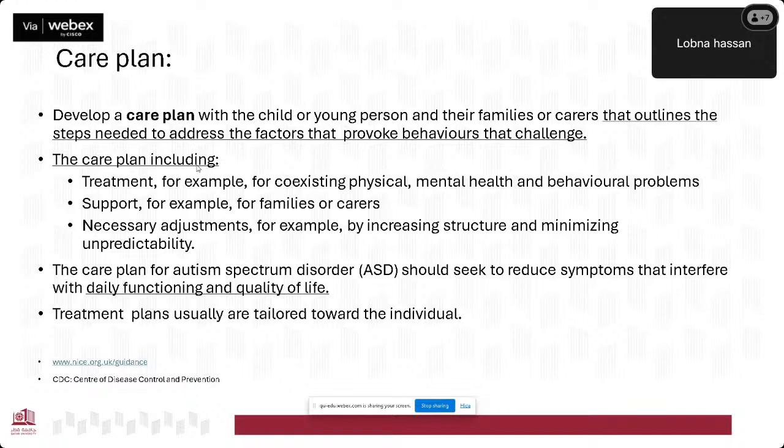The care plan for autism disorder should seek to reduce symptoms that interfere with daily functioning and quality of life. So our target when we are forming a care plan for each child is to improve his daily functioning and quality of life. The treatment plan usually is tailored toward the individual ability and needs.